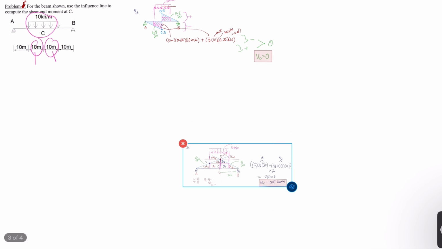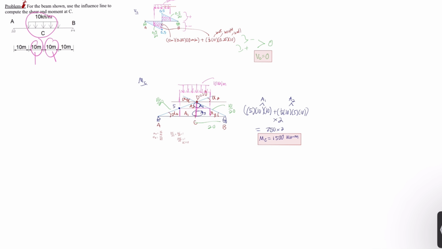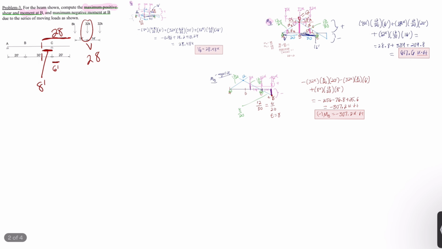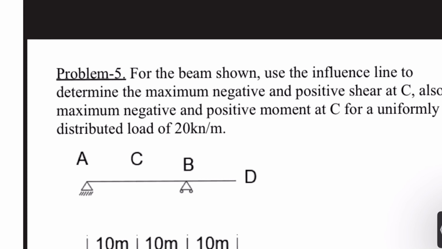The main takeaway here is that for uniformly distributed loads, you have to take the area of the shaded area where the uniformly distributed load is at, compared to the point loads that we did in problem 1. Now we can move on to problem 3.